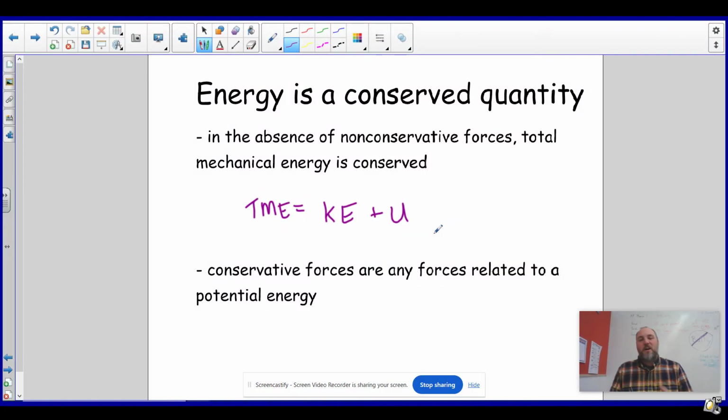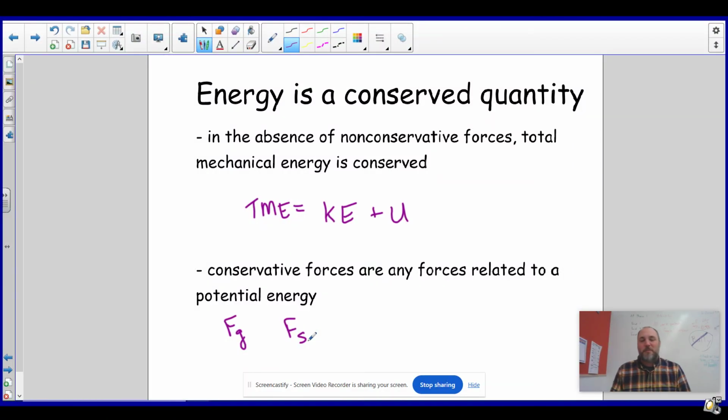Conservative forces are any forces that are related to a potential energy. So, for example, the force of gravity, the spring force, any elastic force that you have is related to a potential energy. So that's a conservative force. And as long as all the forces on your free body diagram are conservative, then the mechanical energy of an object is going to remain the same.